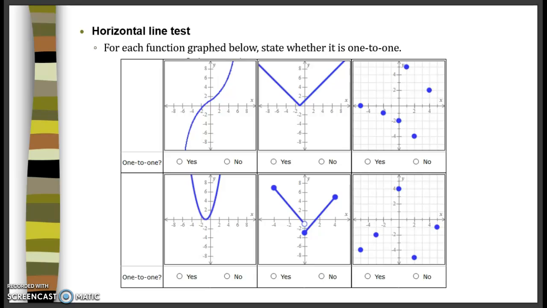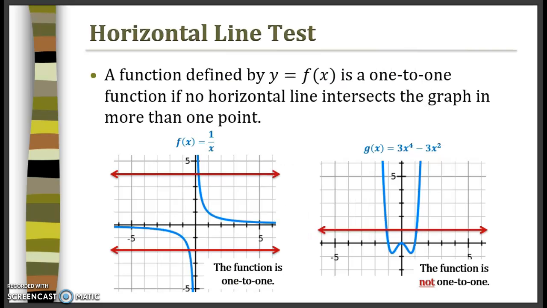Everybody, in this video we'll talk about the horizontal line test. So when we're looking at inverse functions, we can do what's called the horizontal line test. And a function is going to be one-to-one and therefore have an inverse if no horizontal line intersects the graph in more than one point.